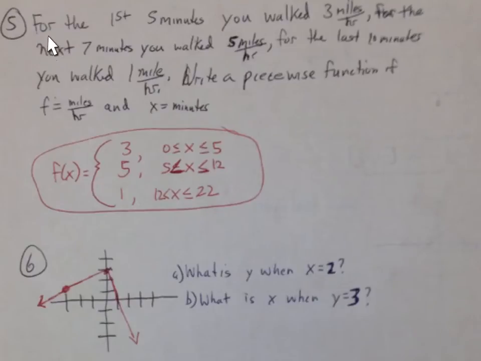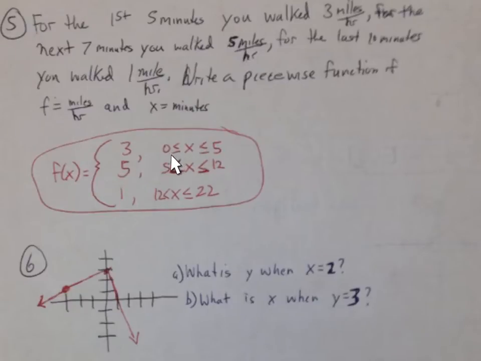For question number 5 here, for the first 5 minutes you walked 3 miles per hour. For the next 7 minutes you walked 5 miles per hour. For the last 10 minutes you walk 1 mile per hour. Write a piecewise function if f is miles per hour and x is minutes. So f of x is miles per hour. That's the output. And x is minutes.